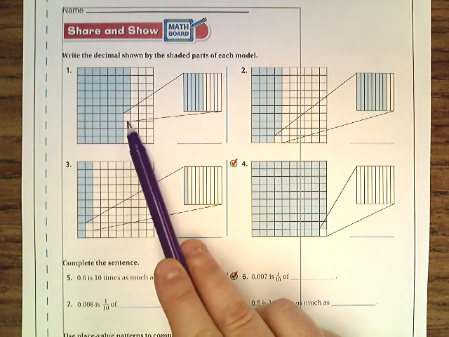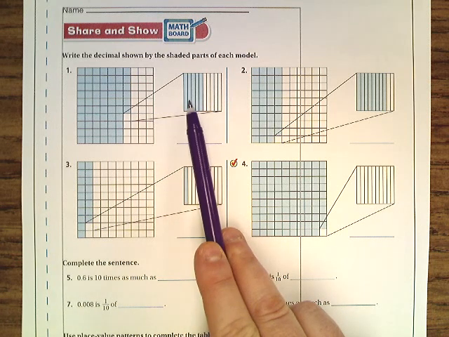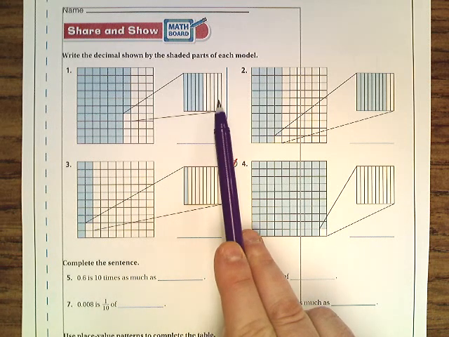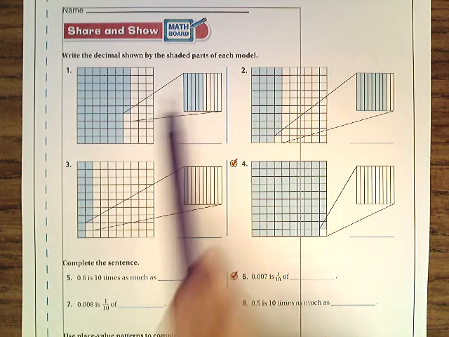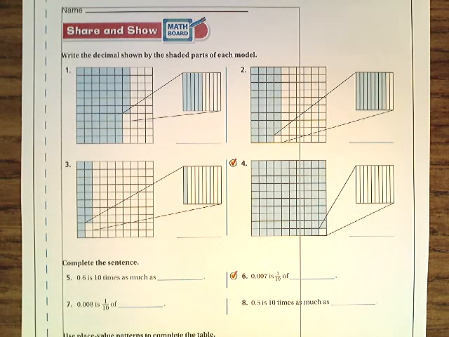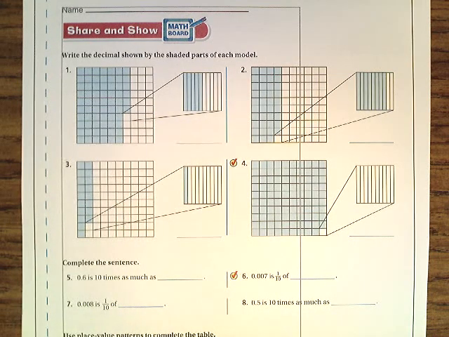Then they took one of these little tiny squares and made it a little bit bigger off to the side, and they cut that into 10 columns. And then they shaded a portion of that as well. Okay? So what we're going to do is look at these models and create decimals with them. Okay? So let's look at it.